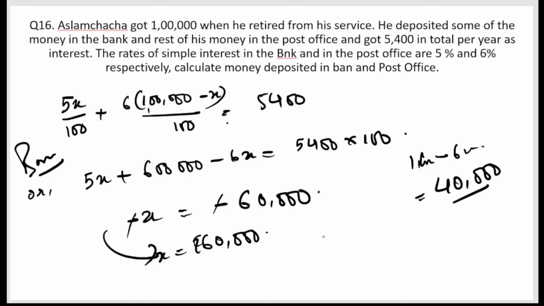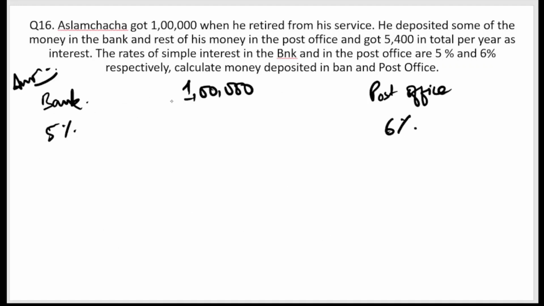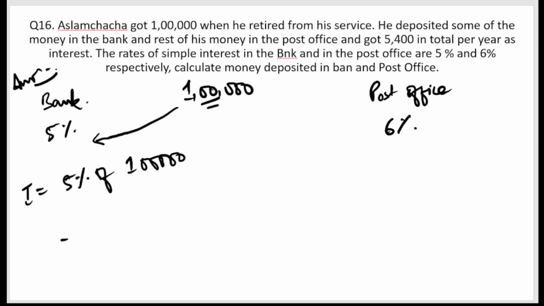Now let's see the shortcut method. Let us say that he did not divide the 1 lakh between bank and post office, but deposited all the money in the bank. So if he does that, what will be the interest after 1 year? That will be 5% of 1 lakh, and 5% of 1 lakh is 5,000 rupees.